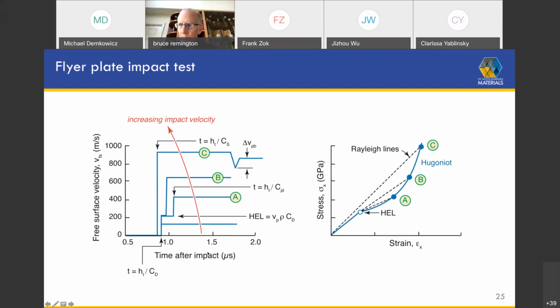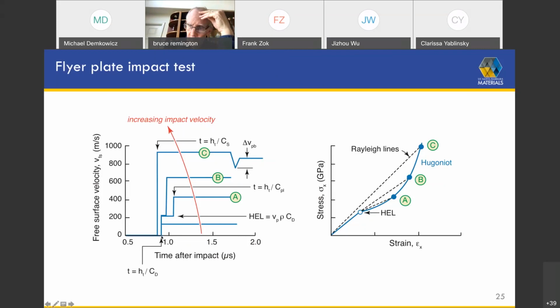If we hit the plate at a sufficiently low velocity, then we get just an elastic wave. The wave arrives at some time here, given by the thickness of the specimen and the wave speed, the dilatational wave speed. And then you have a constant free surface velocity, and from that you could work out what the elastic stress was. If you exceed the HEL, what you find is that initially you get a two-step jump.